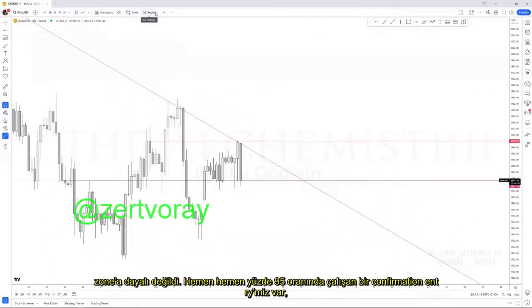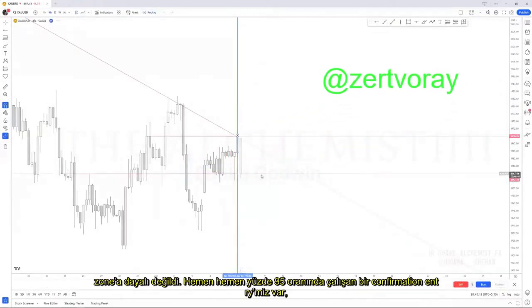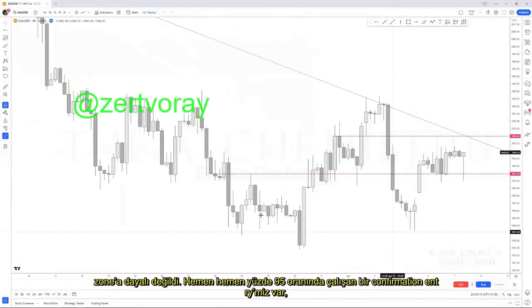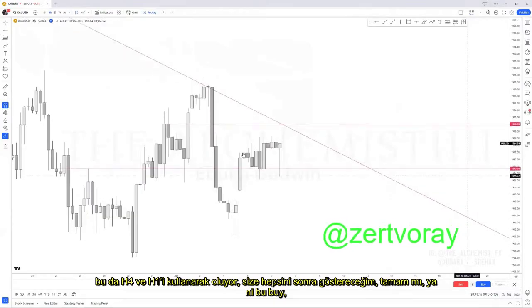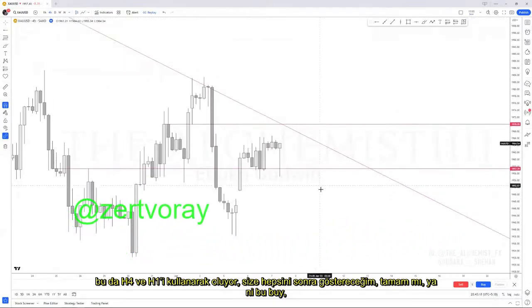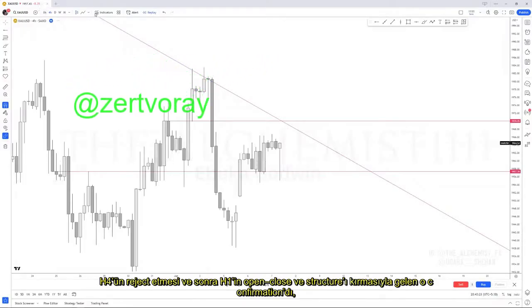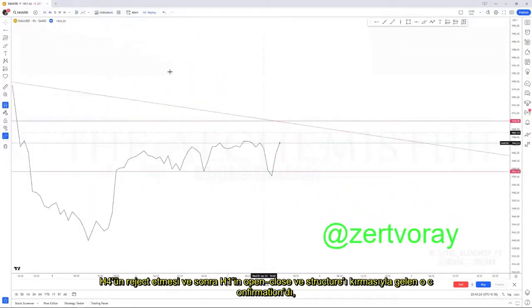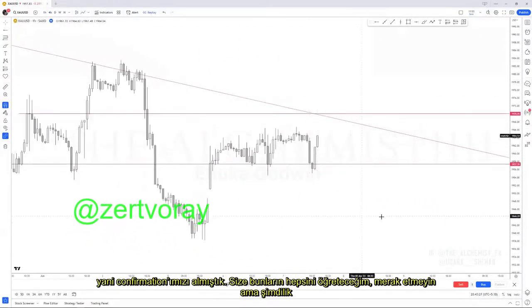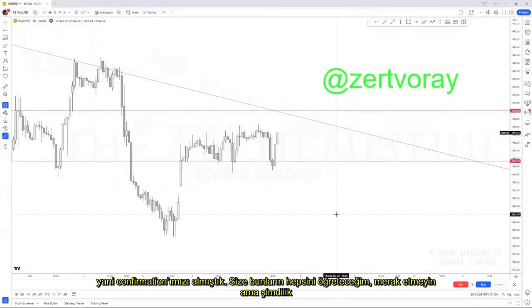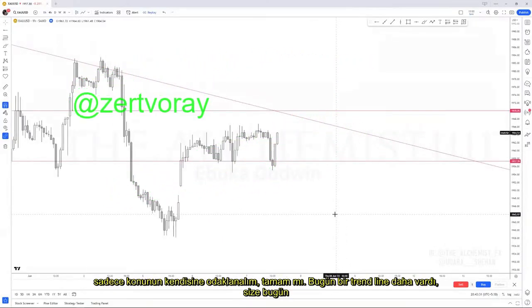We have a confirmation entry that works almost around 95% of the time. That is by using H4 and H1. I'll show you all of that later. So this was that confirmation entry, H4 rejecting, and then H1 breaking open, close, and structure. So which means we have our confirmation. I will teach you guys that stuff. Do not worry. But for now, let's just stick to the topic.